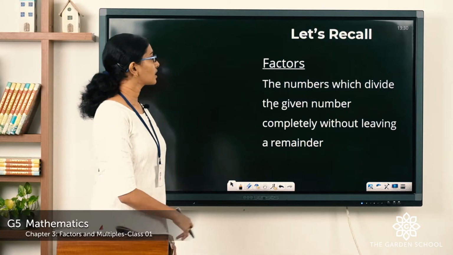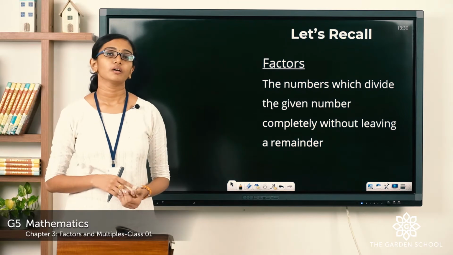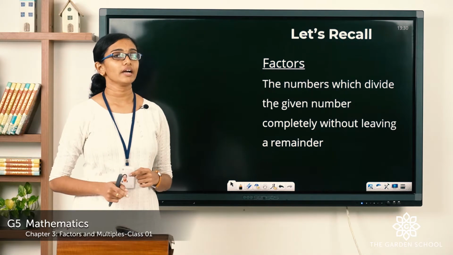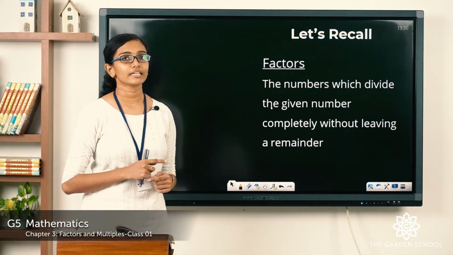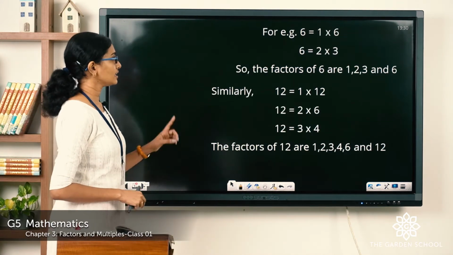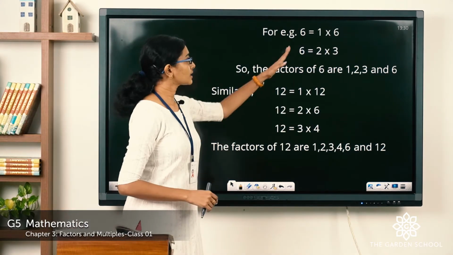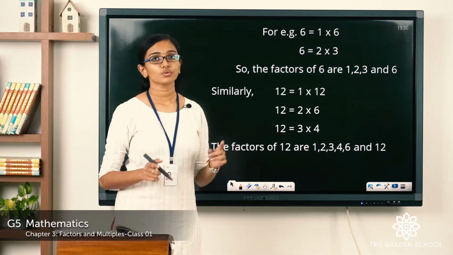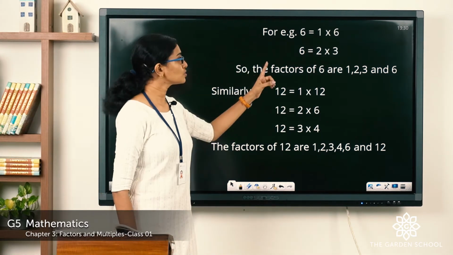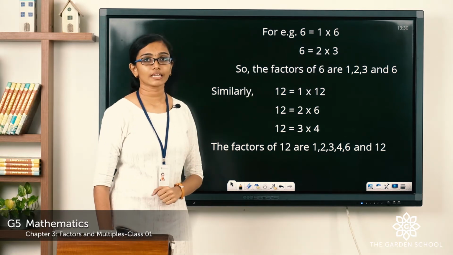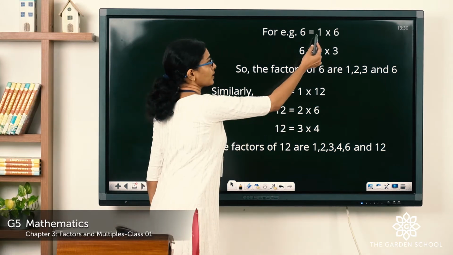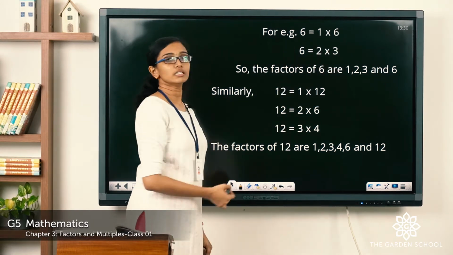Now, what are factors? We can say factors are the numbers that can divide a given number completely, that means without any remainder. See, here are some examples. Look at this number 6. We know 6 can be 1 into 6 or 2 into 3. So we can say the factors of 6 are 1, 2, 3 and 6.